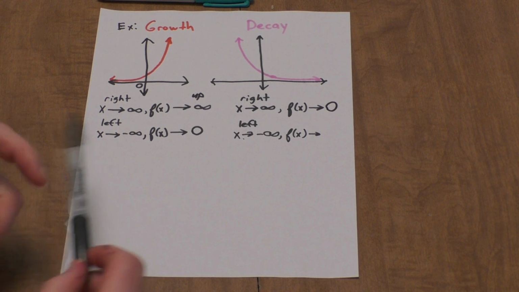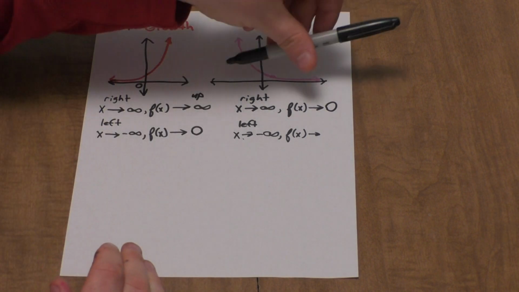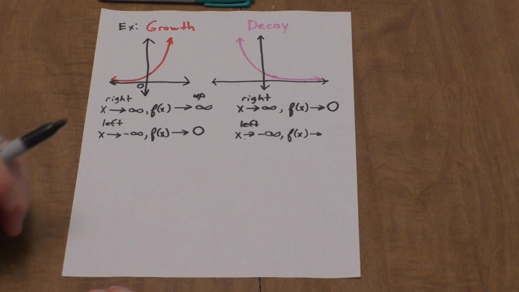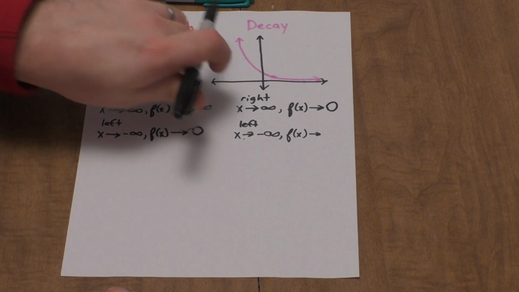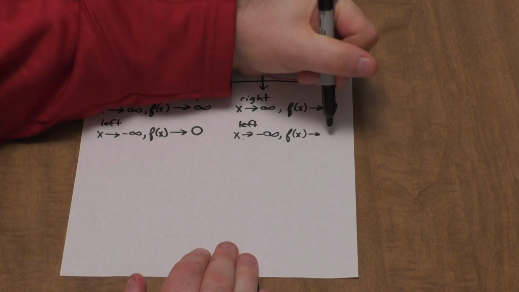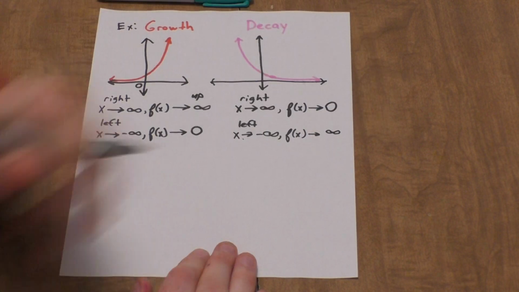Similarly, as x approaches negative infinity, that means as the graph is going towards the left, where does the graph go? Does it go up or down? Well, it goes up, and it just keeps going up forever, so we just say it goes towards positive infinity.